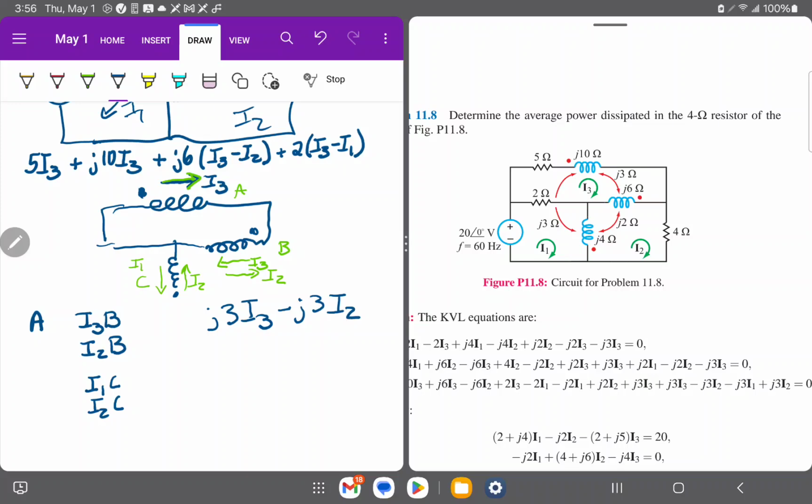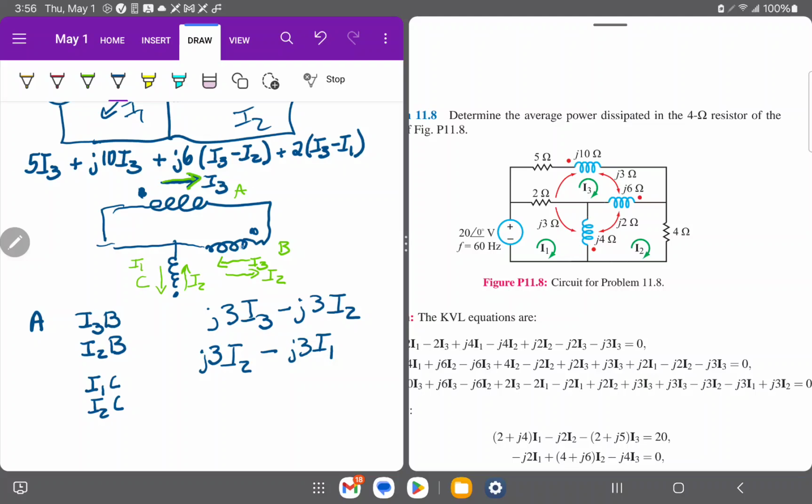And then we have I2 and I1 that are going through inductor C that will have an effect on A. That mutual inductance is J3. And I2 is going into the dotted side of that inductor, and so it will have the same sign as the self-inductance of A, which was positive. So it'll be J3 I2 and minus J3 I1.